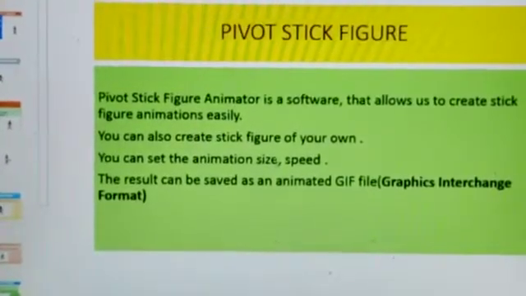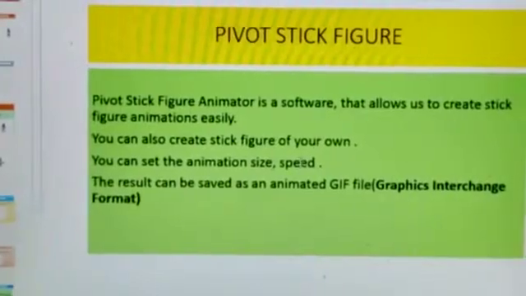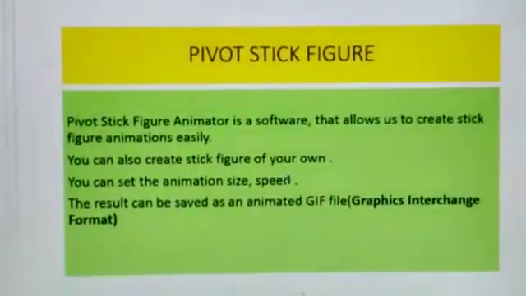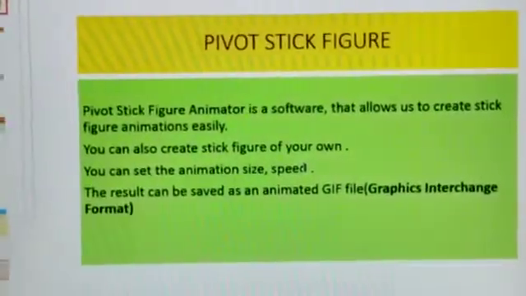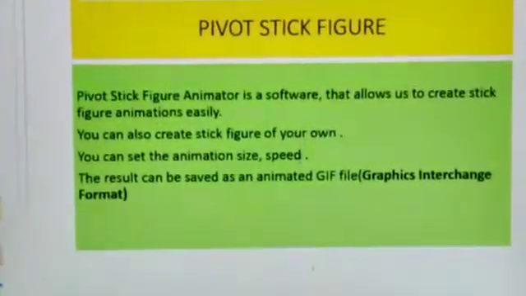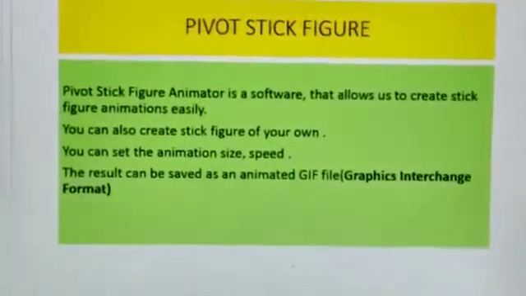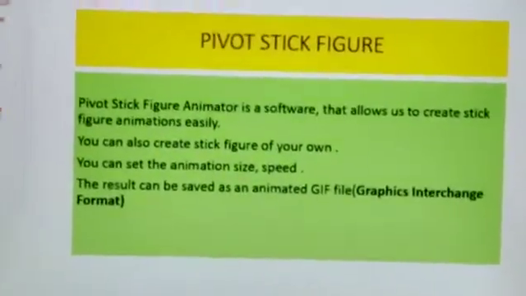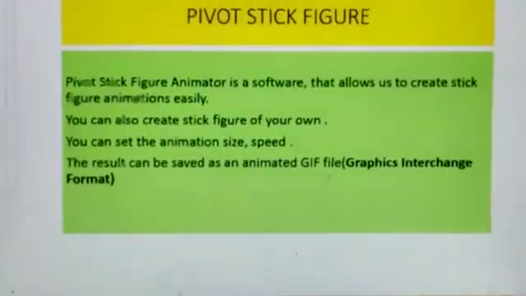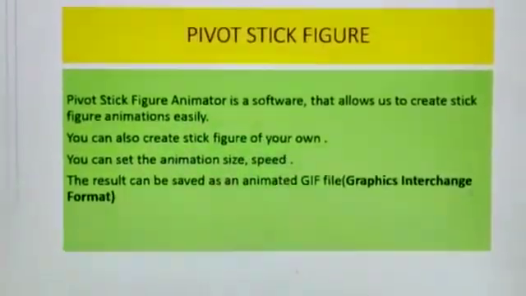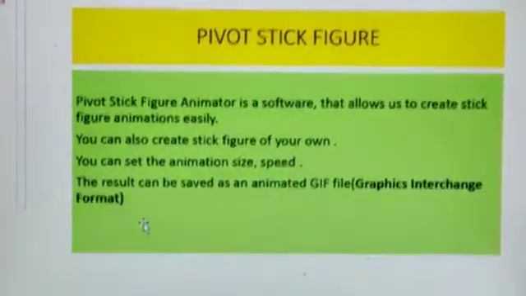You can set the animation size and you can give the speed. What do you mean by animation? Animation is nothing but the movement of the picture, and you can increase or decrease the speed. After giving all these options, the result can be saved as a GIF file. The full form of GIF is Graphics Interchange Format.